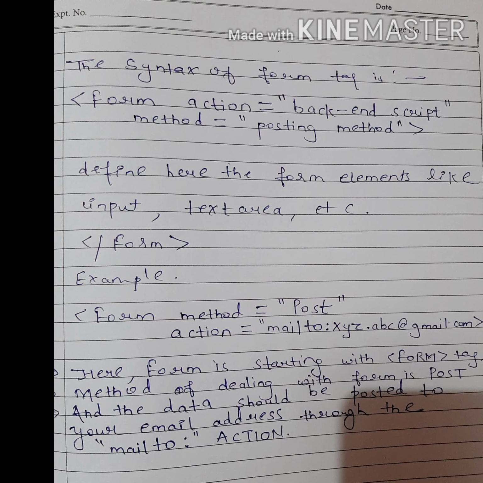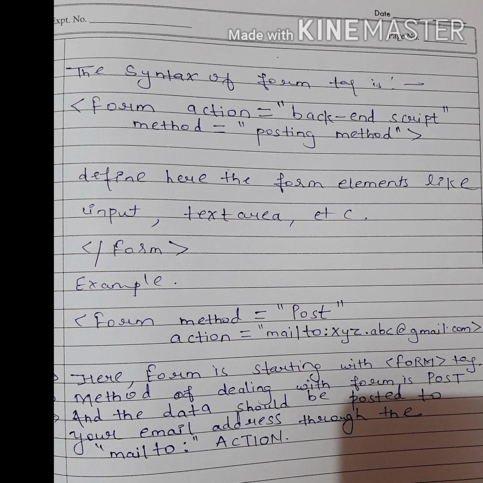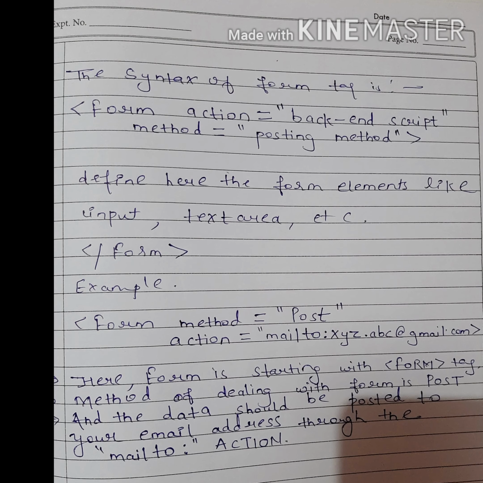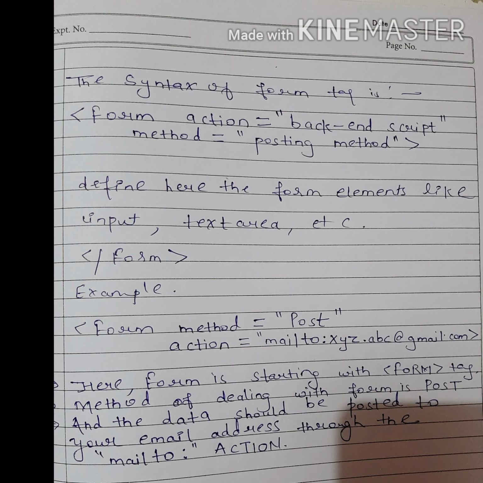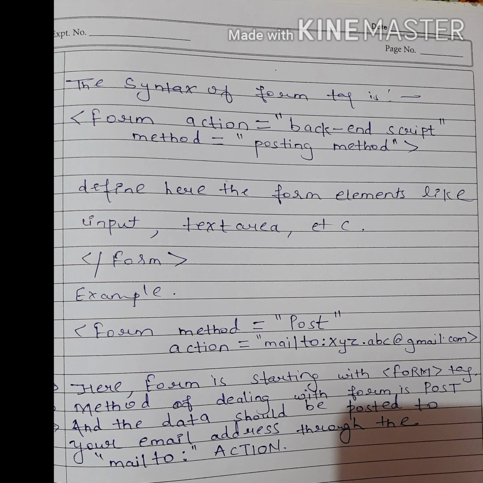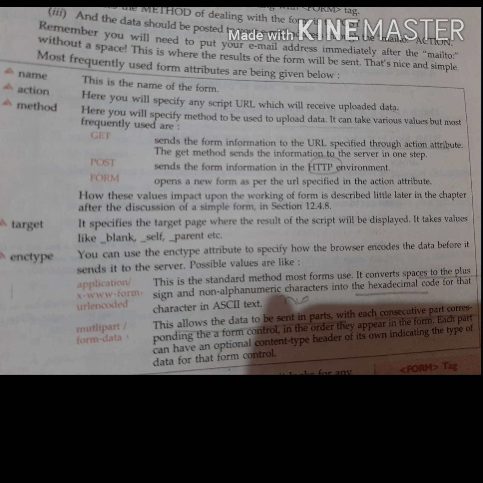It is a container tag. It mainly consists of two attributes, action and method. Here the form is starting with the form tag. In the given example, the method of dealing with the form is post, and the data should be posted to your email address through the mailto action. Attributes used with the form tag are: number 1, name. This is the name of the form.